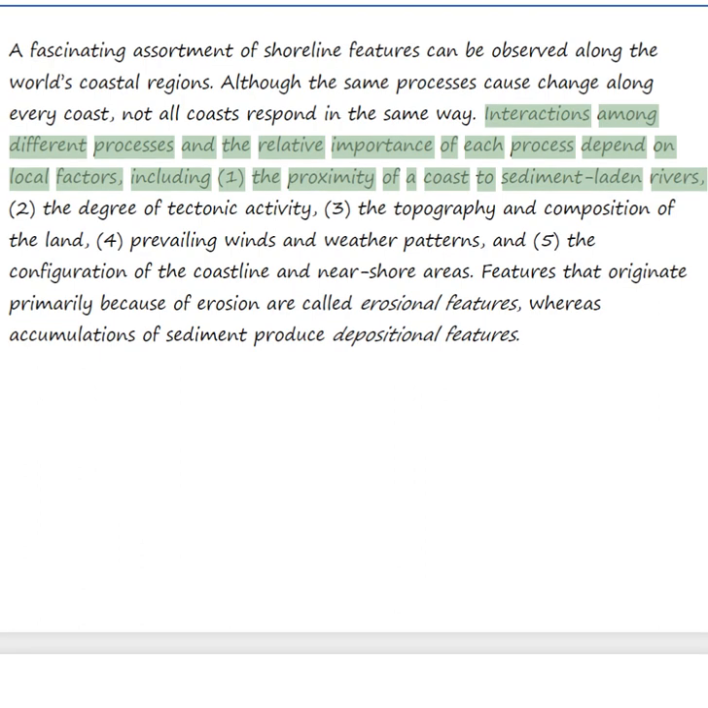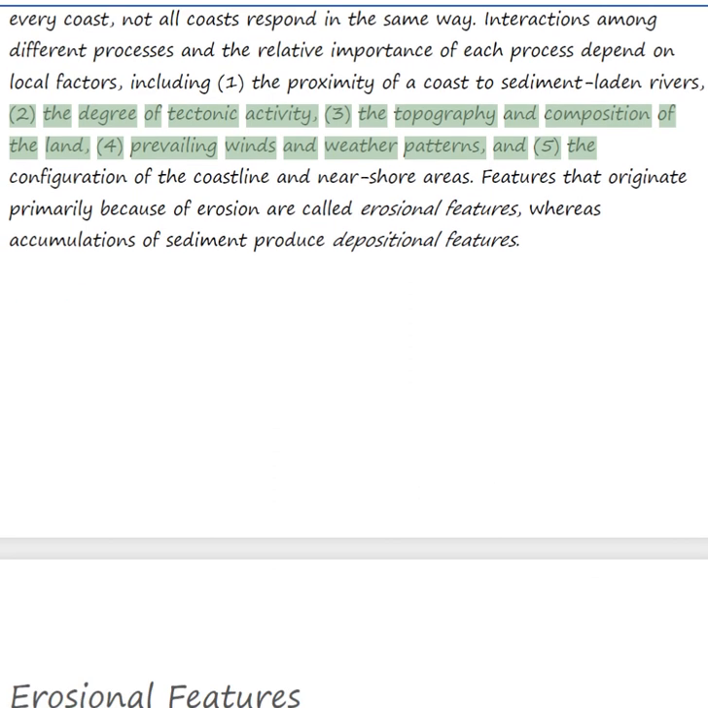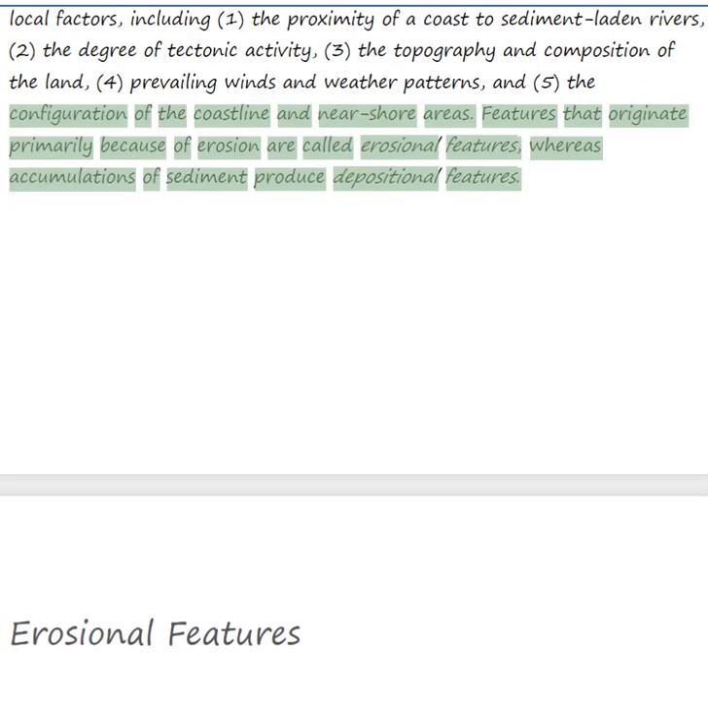Interactions among different processes and the relative importance of each process depend on local factors, including the proximity of a coast to sediment-laden rivers, the degree of tectonic activity, the topography and composition of the land, prevailing winds and weather patterns, and the configuration of the coastline and nearshore areas. Features that originate primarily because of erosion are called erosional features, whereas accumulations of sediment produce depositional features.